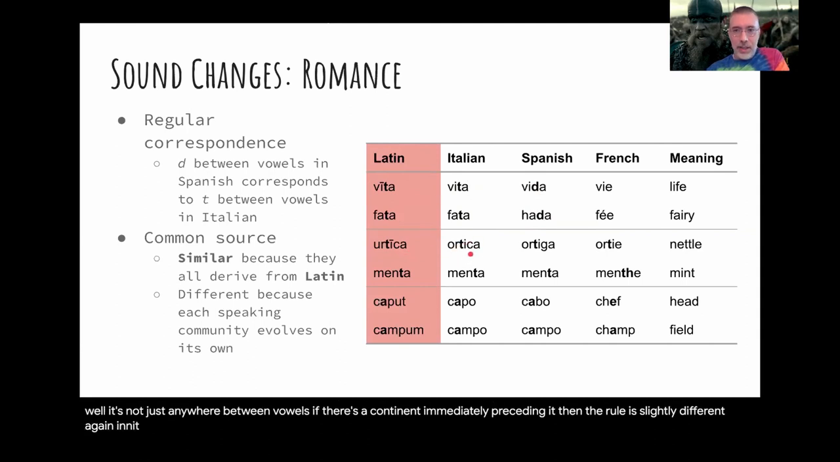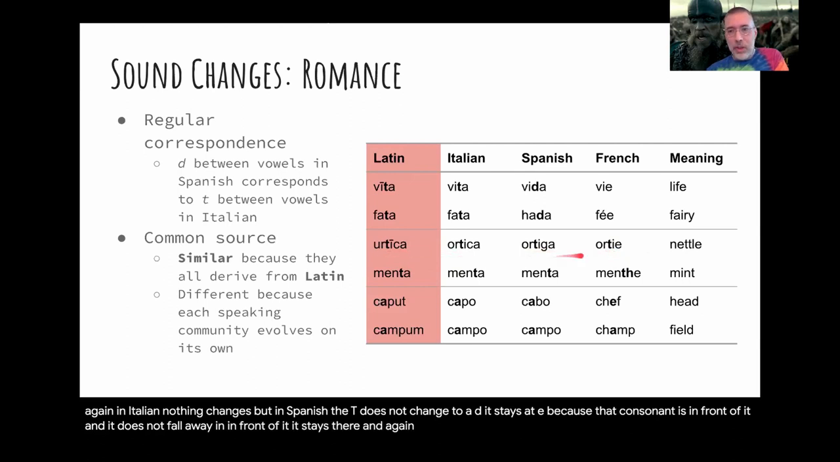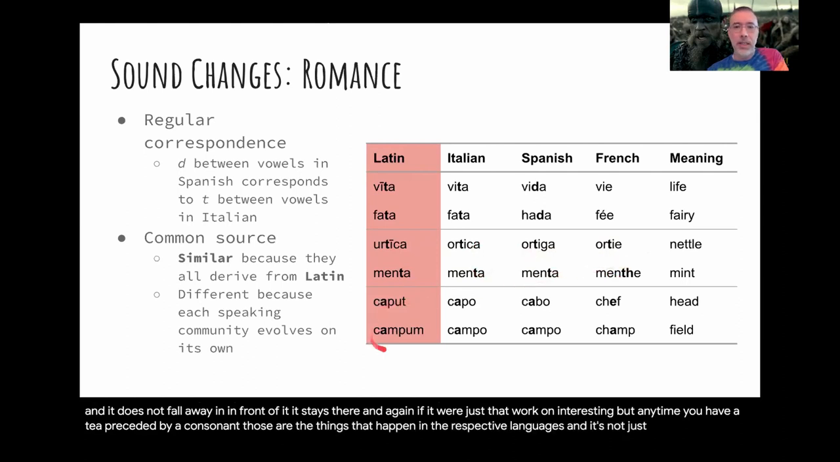Again, in Italian, nothing changes, but in Spanish, the T does not change to a D. It stays a T because that consonant is in front of it. And it does not fall away in French because that consonant is in front of it. It stays there. And again, if it were just that word, uninteresting. But anytime you have a T preceded by a consonant, those are the things that happen in the respective languages. And it's not just consonants. It's also vowels as well.